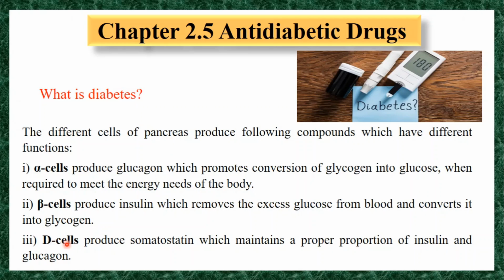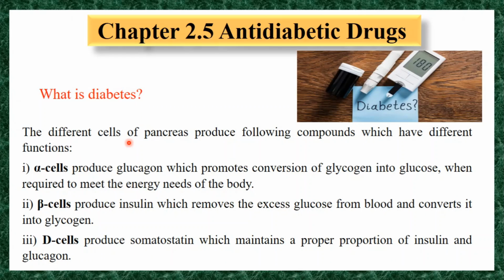Then the last one is the D cell. The function of the D cell is that it produces somatostatin, which maintains the proper proportion of insulin and glucagon.